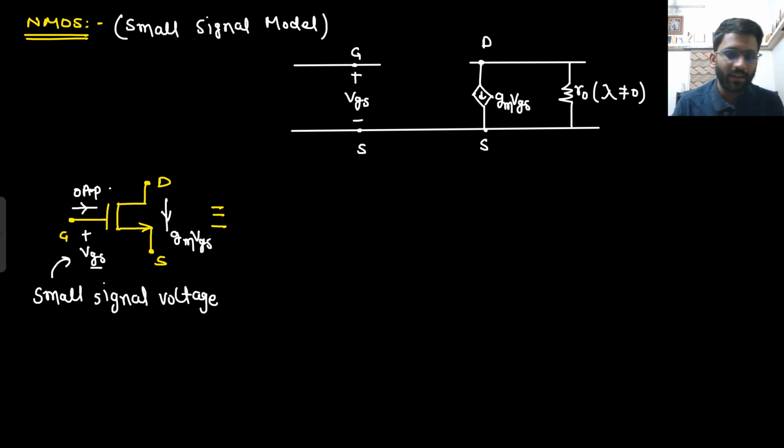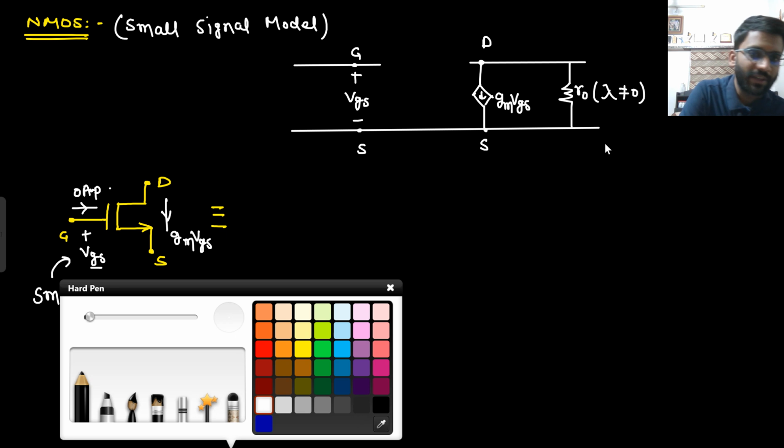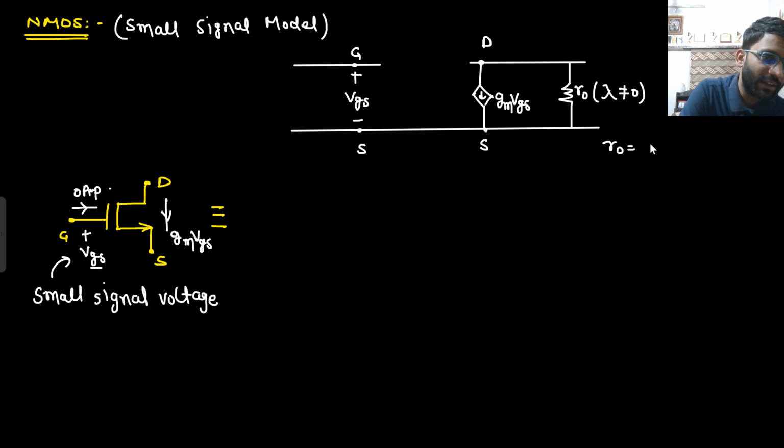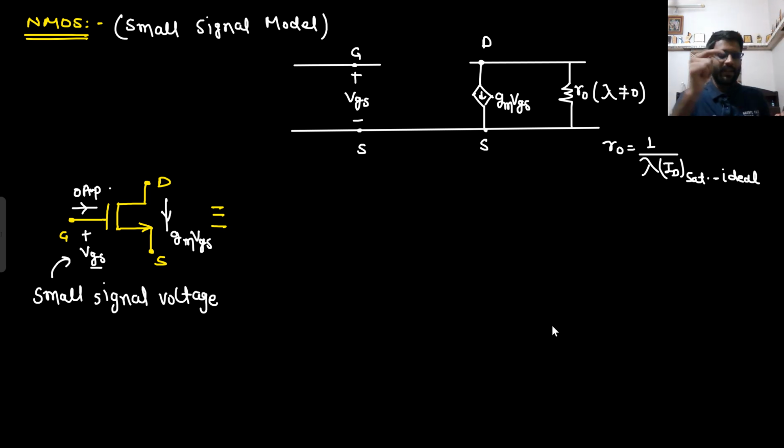What is the value of this small R naught? Never forget this value. This is very important. What is the value of this small R naught? That is 1 upon lambda ID set, but ideal one. That's it. This is the value of this R naught.